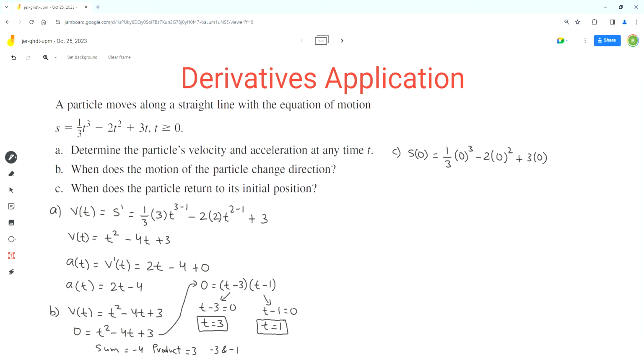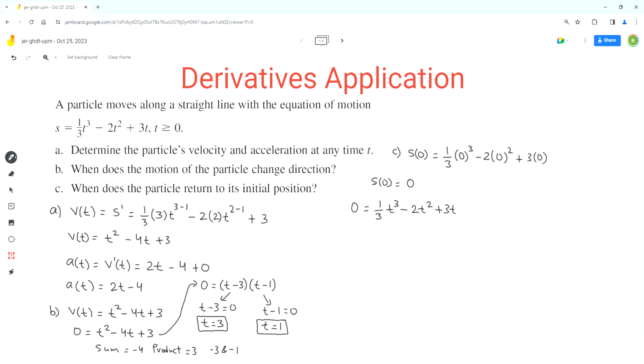Now we can simplify this function. s at 0 is equal to, so the first term will be 0, the second term will be 0 and the third term will also be 0. So that means the initial position of the particle is 0. Now since we have to find the time when the particle returns to its initial position, we'll sub in the position as 0 in the position equation and then solve for t. So this is the equation we have to solve.